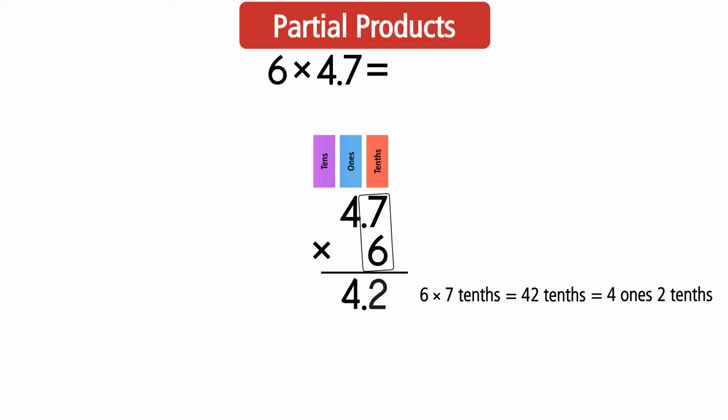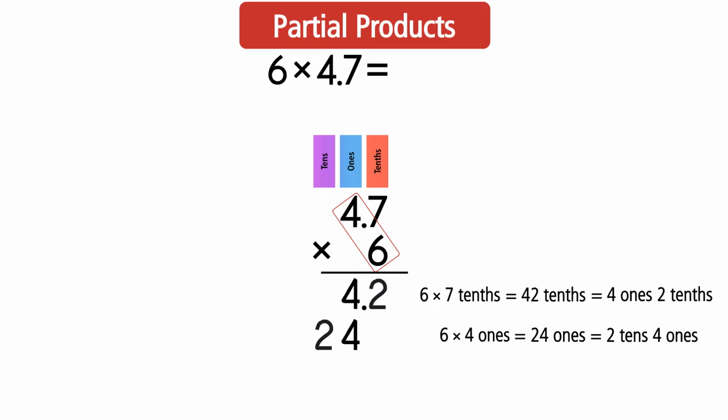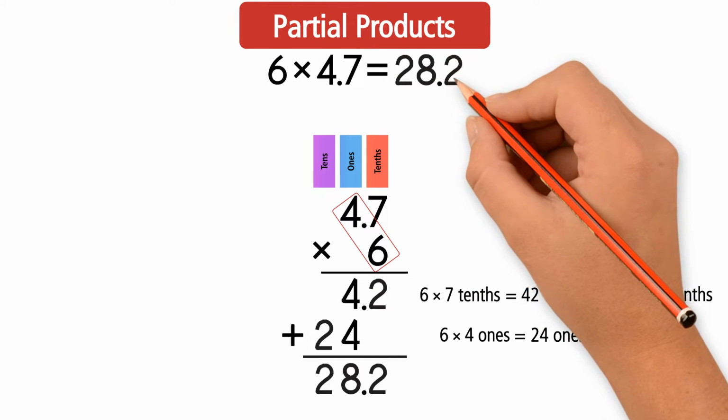Now we are ready to multiply 6 times 4 ones. This is going to equal 24 ones. We regroup again and get 2 tens and 4 ones. On the next line, we put the 2 in the tens place and the 4 in the ones place. 4.2 and 24 are the partial products. When we sum them up, we will find the product of 6 times 4.7. So 4.2 plus 24 equals 28.2. So 6 times 4.7 equals 28.2.